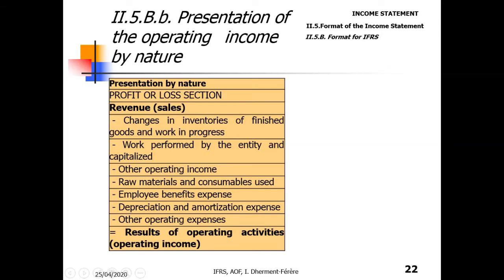Presentation by nature. Profit or loss section: revenue, sales, minus changes in inventories of finished goods and work in progress, minus work performed by the entity and capitalized, minus other operating income, minus raw materials and consumables used, minus employee benefits expense, minus depreciation and amortization expense, minus other operating expenses, equals results of operating activities, that is, operating income.